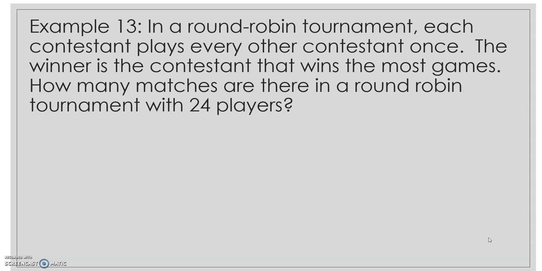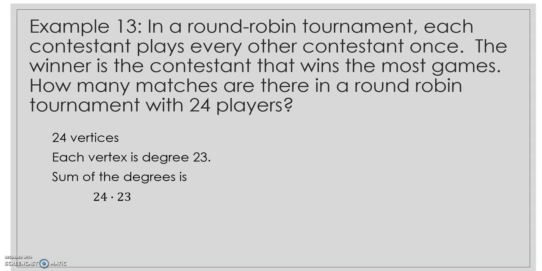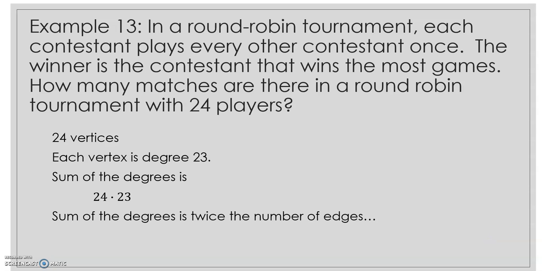Example 13. In a round-robin tournament, each contestant plays every other contestant once. The winner is the contestant that wins the most games. How many matches are there in a round-robin tournament with 24 players? There are 24 vertices. Each vertex is degree 23 because each one is playing 23 other matches. The sum of the degrees is 24 times 23. Sum of the degrees is twice the number of edges. So we do 24 times 23 divided by 2.